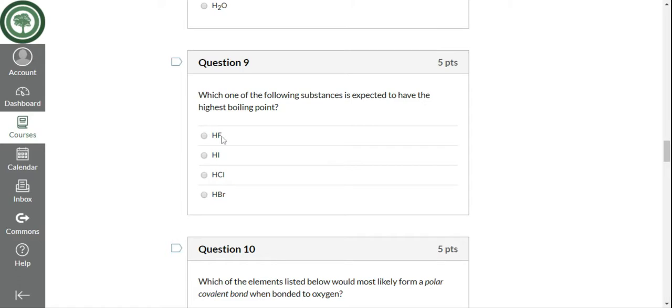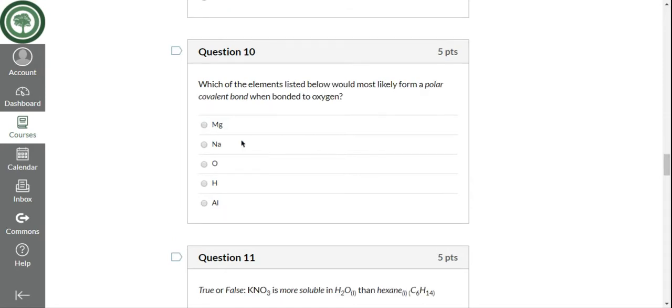So what you need to answer this question, which one is the highest boiling point, is which one is the most polar. Since they're all with hydrogen, knowing fluorine is the most electronegative, we would expect it to be the most polar and then have the highest boiling point.